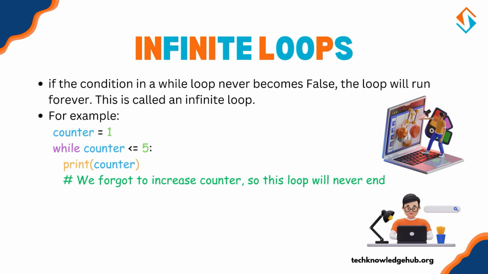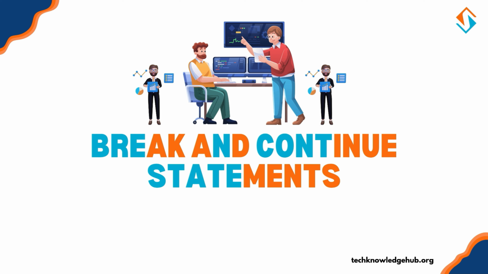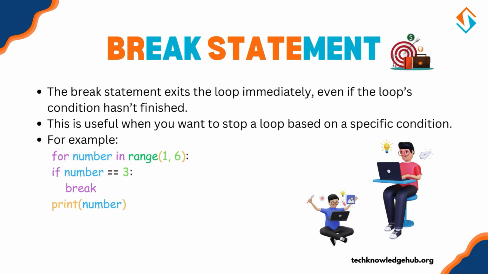Now, let's explore ways to control loops more precisely using break and continue statements. These keywords allow us to interrupt or skip parts of the loop. Break statement. The break statement exits the loop immediately, even if the loop's condition hasn't finished. This is useful when you want to stop a loop based on a specific condition.